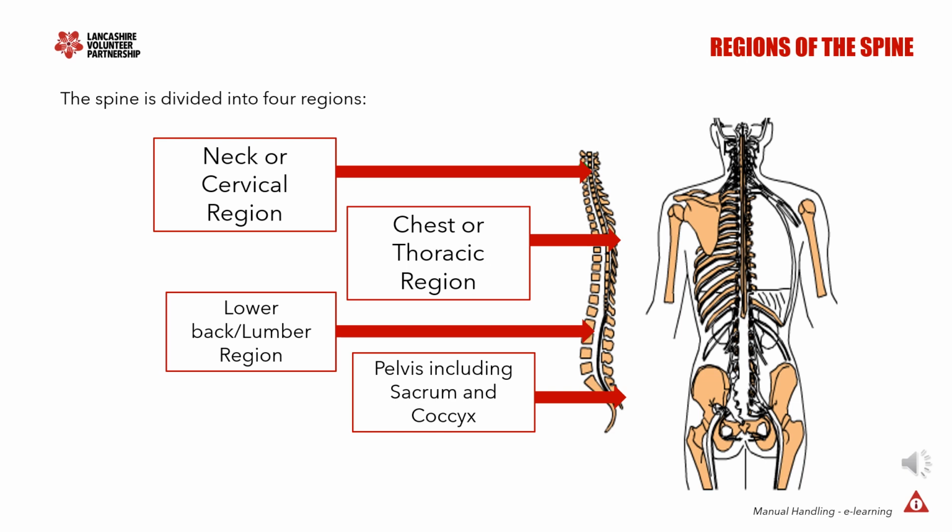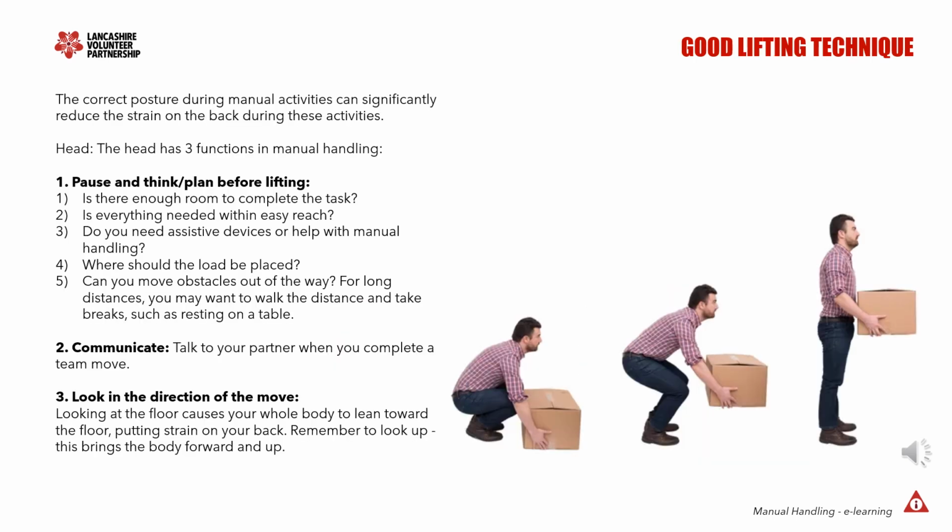Regions of the spine. The spine is divided into 4 regions: neck or cervical region, chest or thoracic region, lower back, lumbar region, pelvis, including sacrum and coccyx. Good lifting technique. The correct posture during manual activities can significantly reduce the strain on the back during these activities.